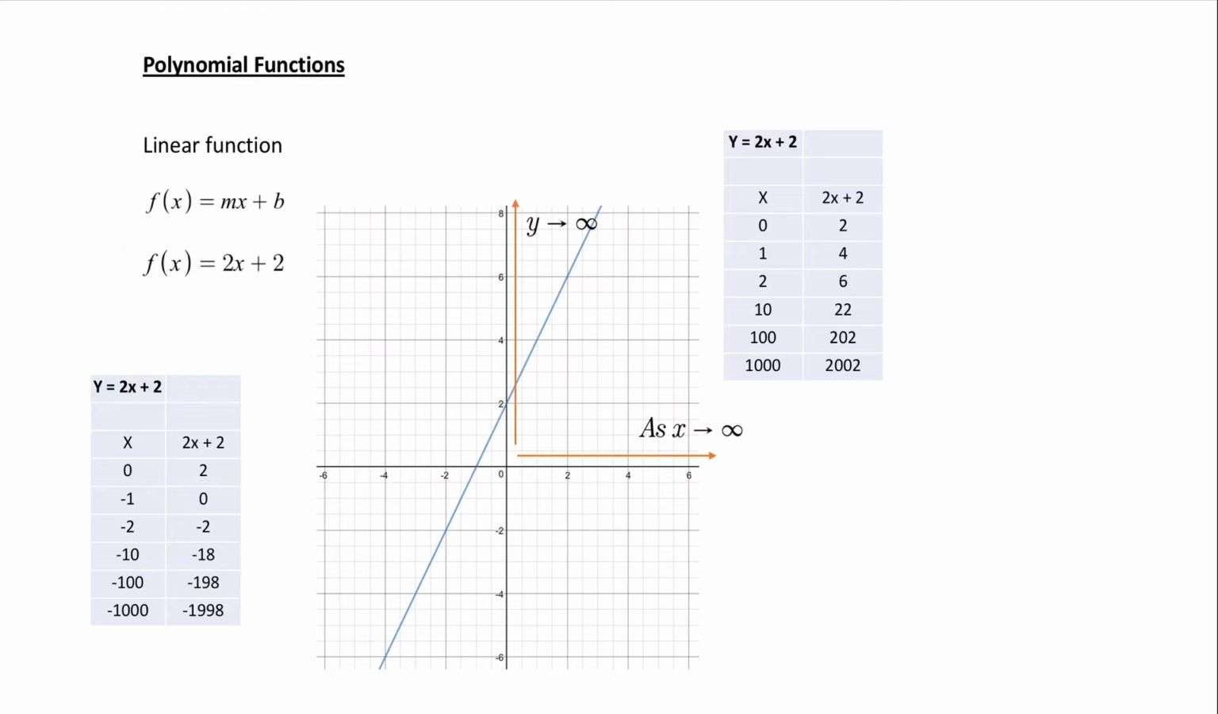Now, let's substitute the values 0, -1, -2, -10, -100, and -1,000. We see that the corresponding y values are going to negative infinity this time. So we can say that as x approaches negative infinity, y approaches negative infinity. In this case, we see that the end behavior is opposite. If we describe the graph reading from left to right, we would say that it is increasing. In other words, it starts in the lower left and goes to the upper right.